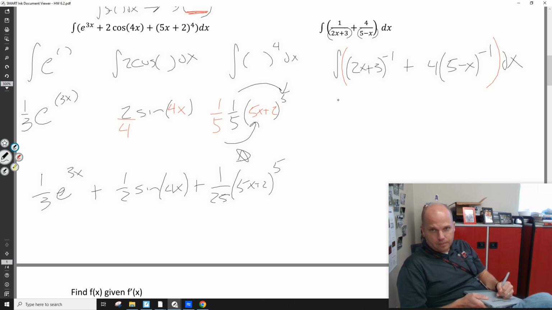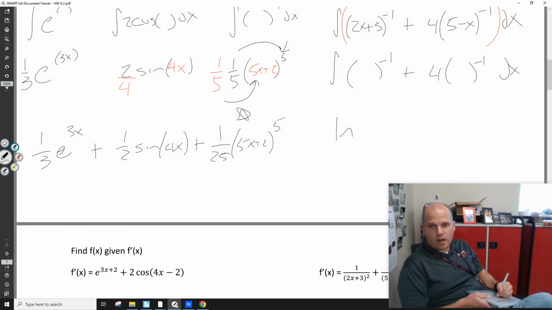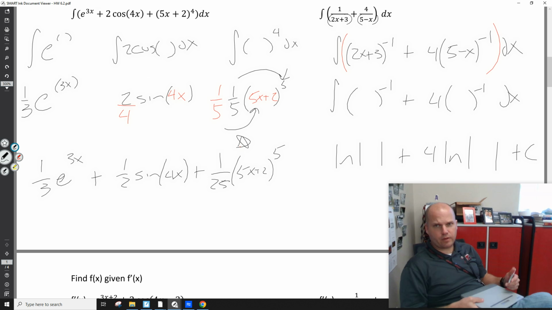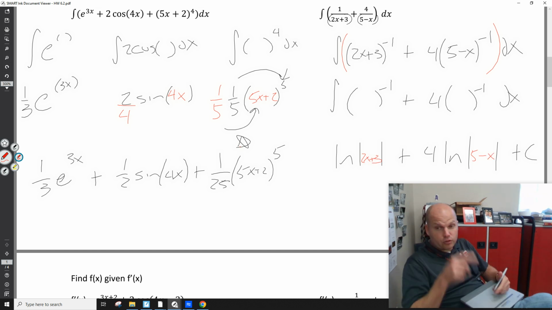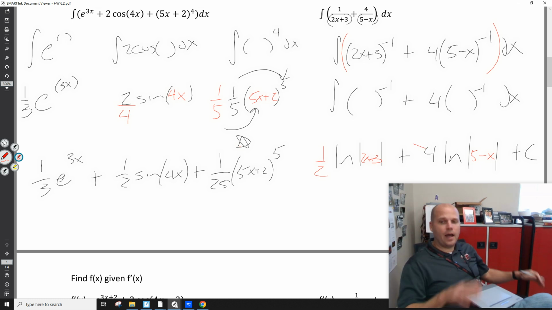So really, you're starting off with parentheses to the negative 1st plus 4 times parentheses to the negative 1st. Those are antiderivatives. You'll have log absolute here. You'll have 4 log absolute here. Now all we have to do is remember Vegas and undoing Vegas's derivative. Vegas, 2x plus 3 here. Vegas, 5 minus x here. The derivative of Vegas is 2. I need to undo that. The derivative of Vegas is negative 1. I need to undo that. Done.